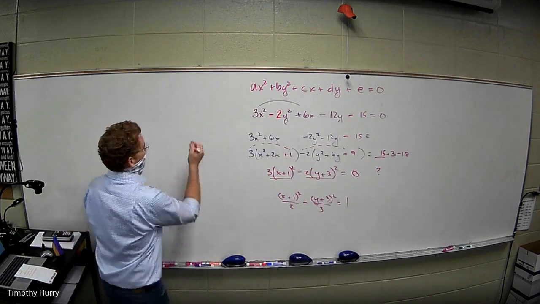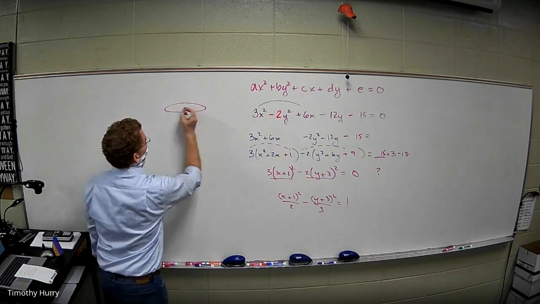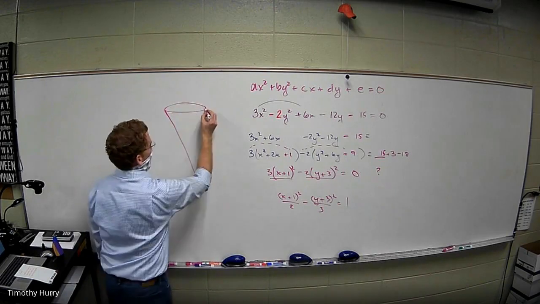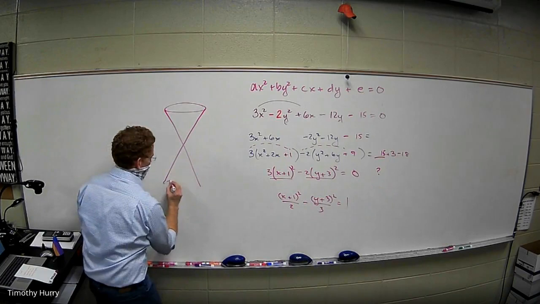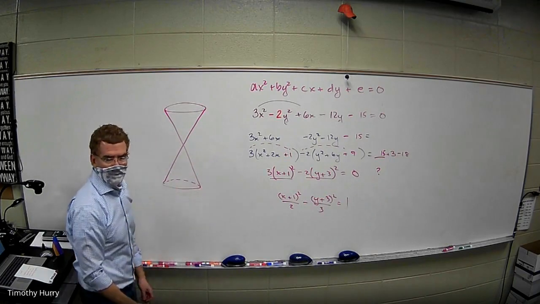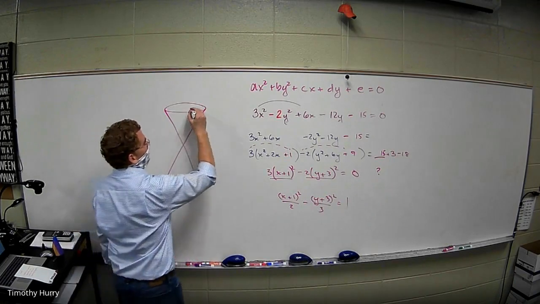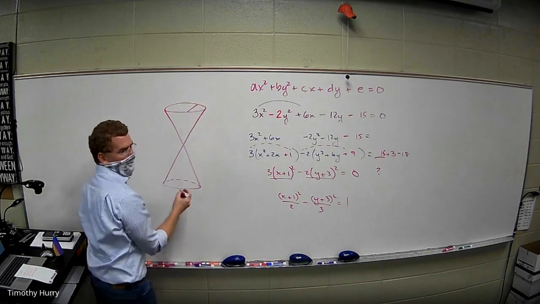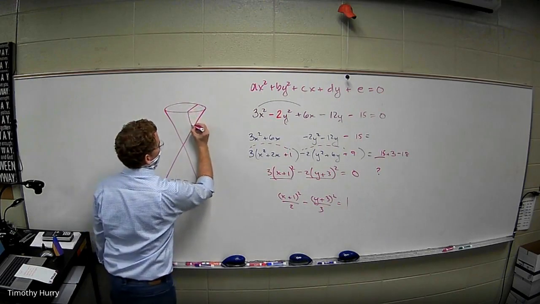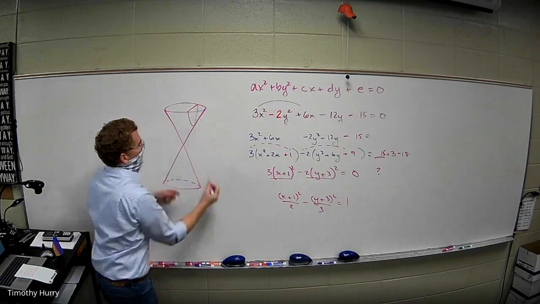Let me give you a decent picture. What if I gave you this three-dimensional drawing of a double napped cone? And I start slicing through the top right here. Now, a slice through the top is going to look something like this. Are you with me?